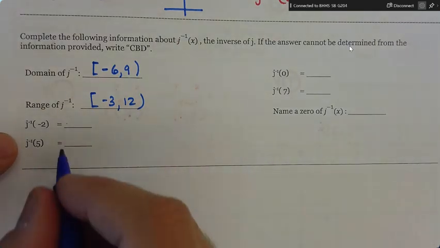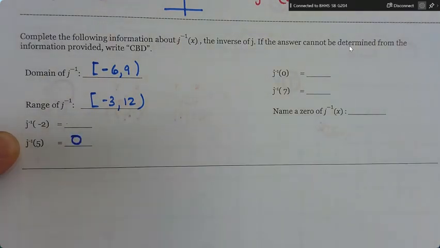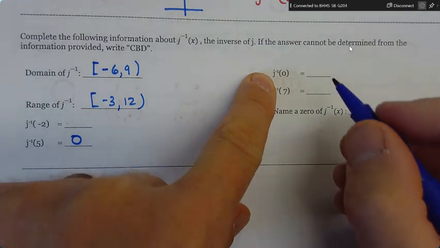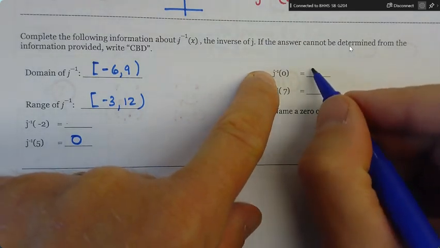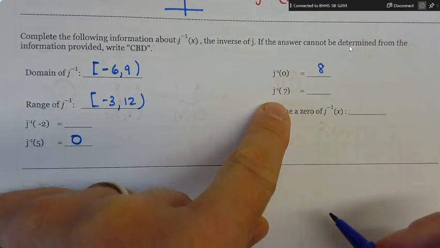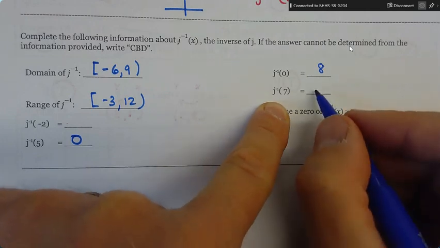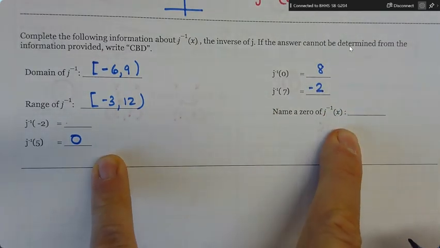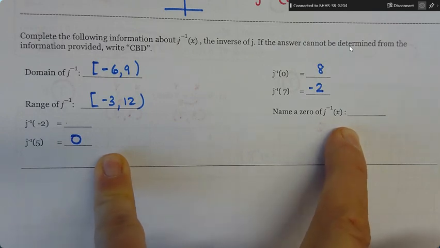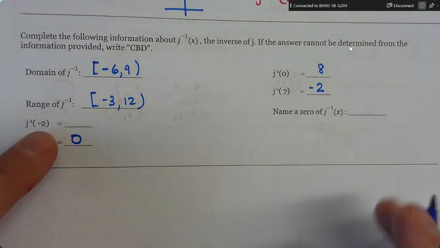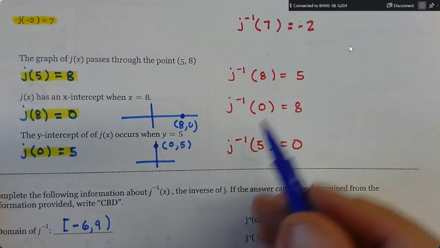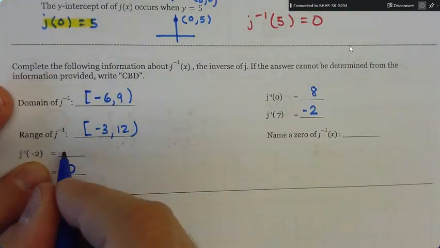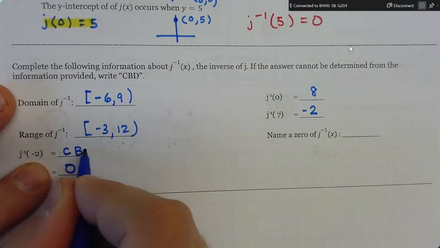All right, check your work. Inverse J of 5 is 0. Inverse Jake of 0 is 8. Inverse Jake of 7 is -2. There's 2 left here. One of them can't be determined. And it's this guy right here. Yeah, see how we don't have a -2 over here? So this one's going to be cannot be determined.